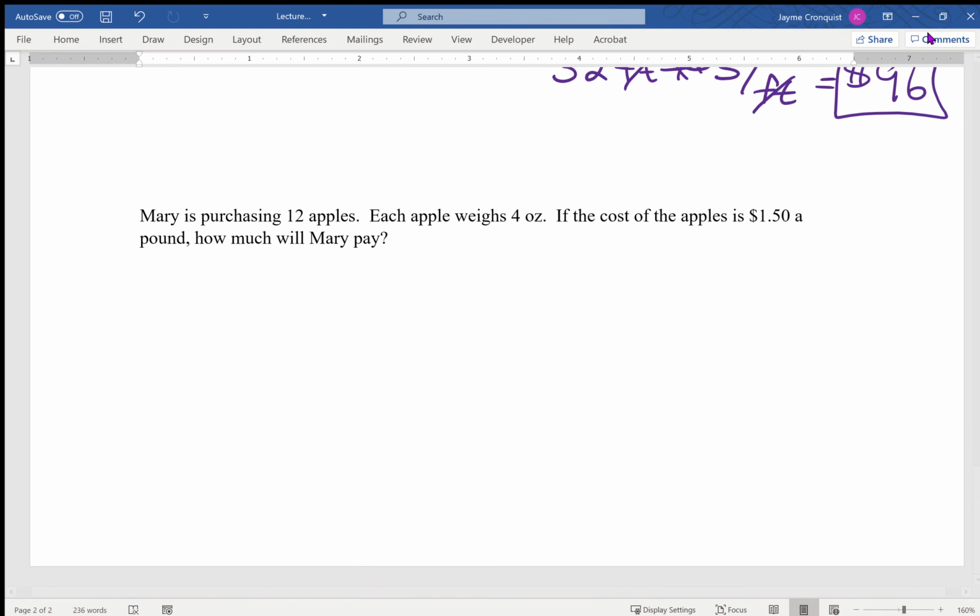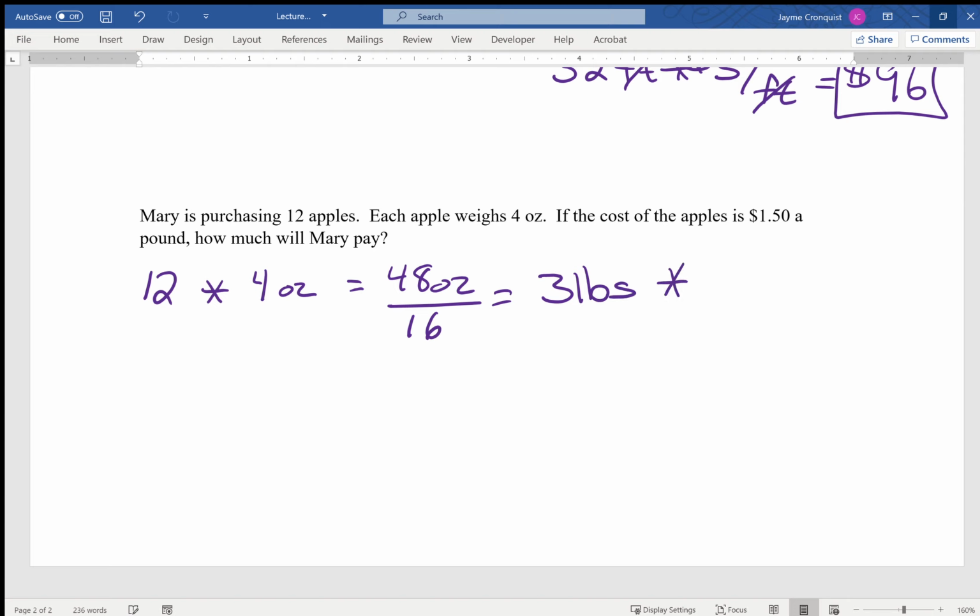Mary is purchasing 12 apples. Each weighs 4 ounces. Okay, we're going to have to get it to pounds, but let's do the 4 ounces first. All right, so that's going to be 48 ounces. Now, it's 16 ounces to the pound. So 48 ounces comes out to be 3 pounds. And so then we multiply that by the $1.50 a pound. Well, that's what, $4.50.